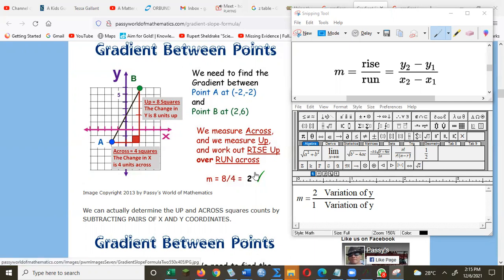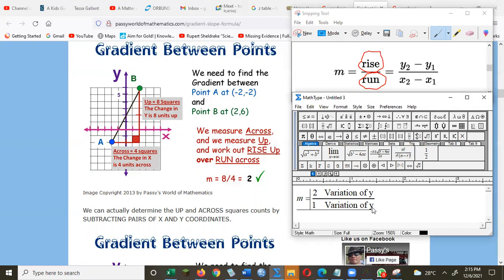Whenever y rises, you see the word rise. Whenever y rises by 2, x runs by 1. Okay. With every 1 variation of x, right? That's also be x. With every 1 variation of x, y varies by 2.